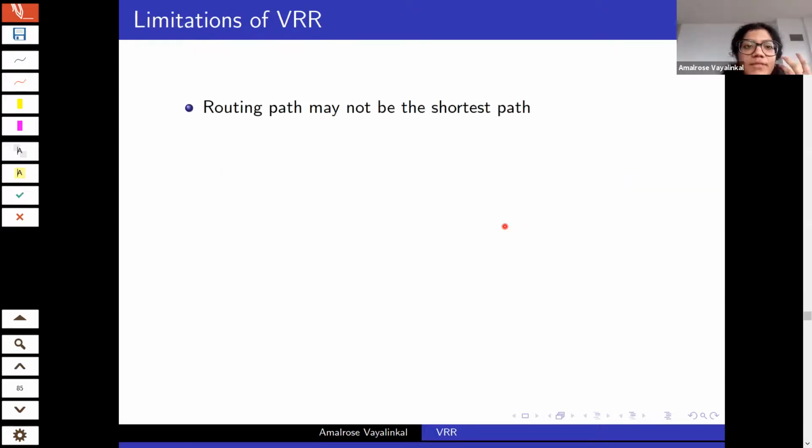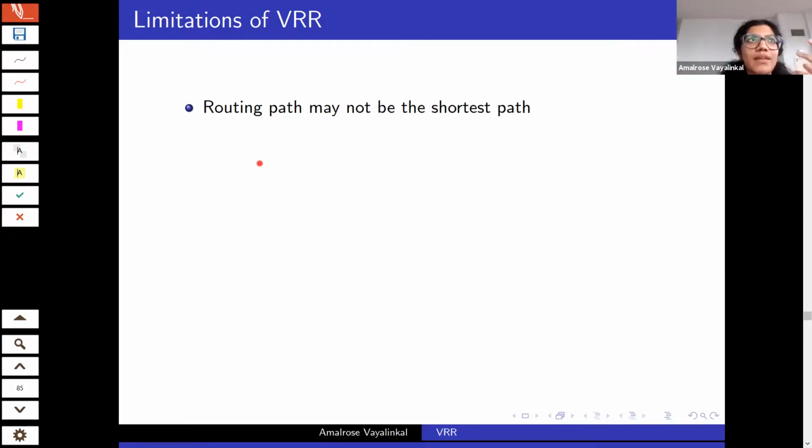Okay. So the limitation of VRR is that the routing path may not be the shortest path. The nodes store local information, but that means they only get to see such a small part of the graph. It's like the part that they're on and the part that they're related to, right? So when making routing decisions, we can't really see the entire graph and then decide, oh yeah, this is the shortest path, let's route that way, right? You can only make short-term decisions. You can't really see or optimize long-term.